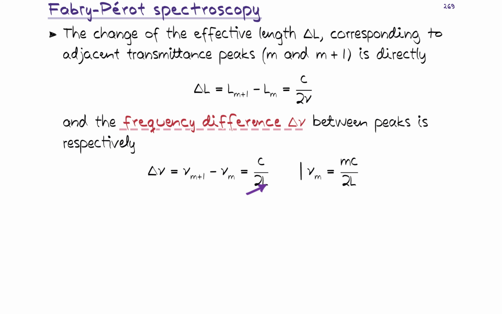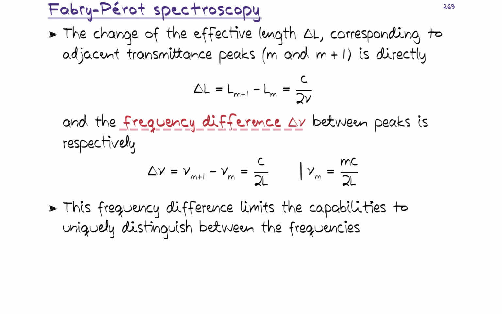So if I have a longer cavity, essentially this delta nu becomes smaller in quantity, and that would mean that I may not anymore be able to use the device on very different wavelengths or frequencies, but rather I will be limiting my operation of the device to a narrower frequency range. So this frequency difference essentially limits the capabilities to uniquely distinguish between frequencies. So essentially it limits the operational bandwidth of my device.